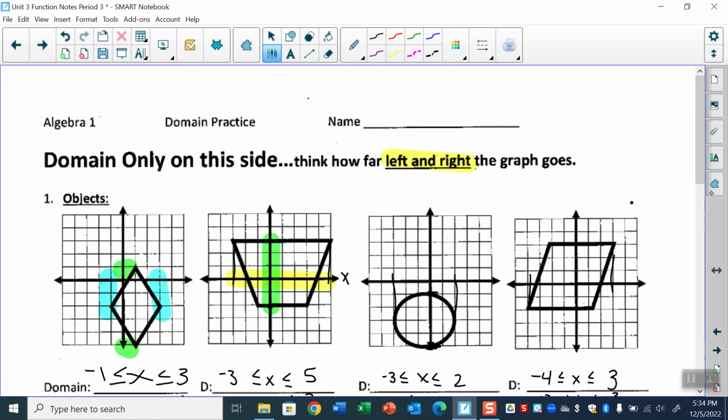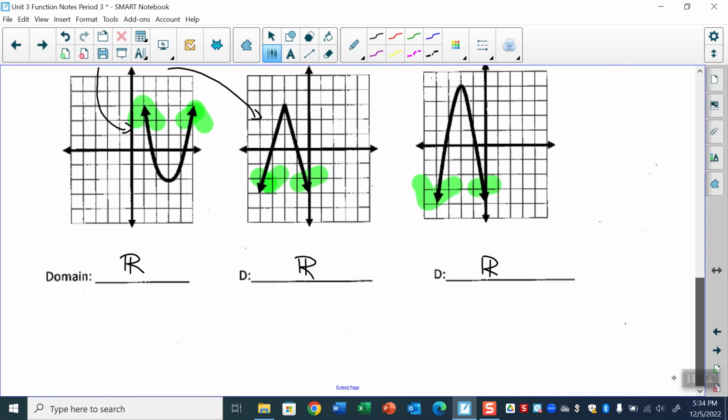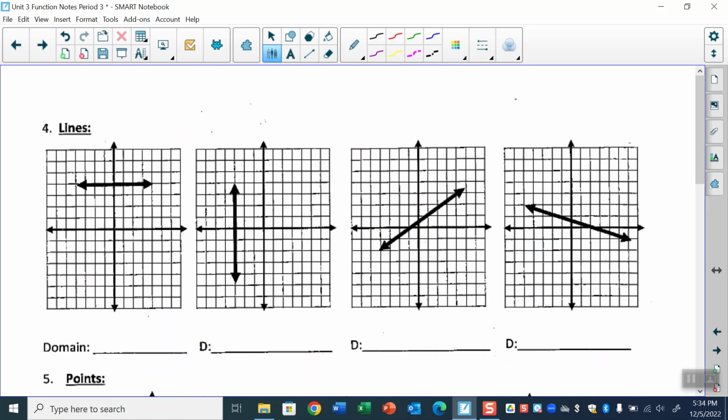Actually, let me make sure I did all those. Okay, so that's the bottom of that page. Now if we're looking at the lines that go left, and again, you're looking at the ends, the end goes forever to the left, so it would be all real numbers. Now here, this is a horizontal line, so it goes forever to the left and right. This is a vertical line, so it goes up and down forever.